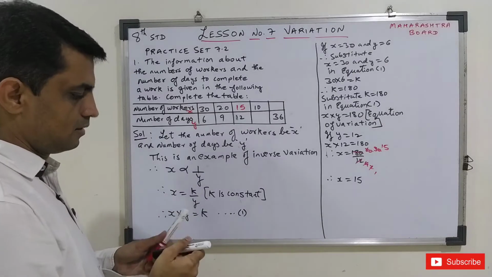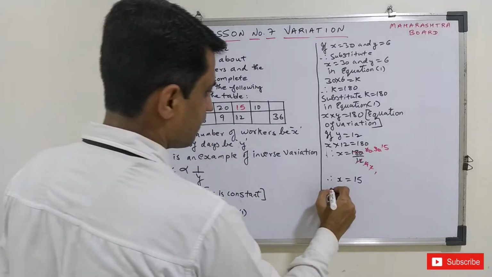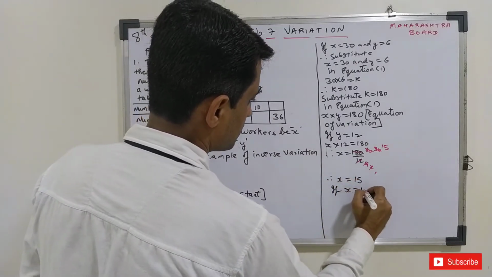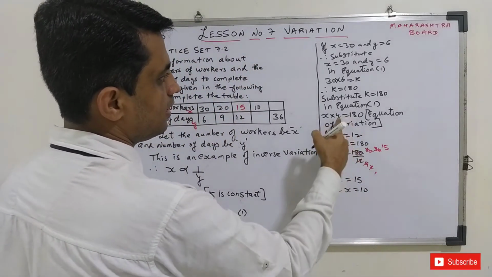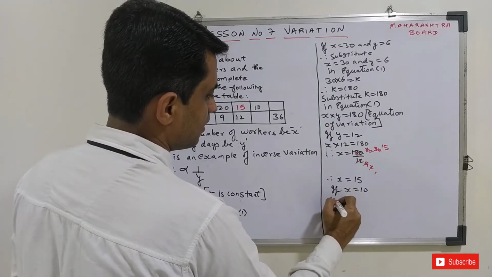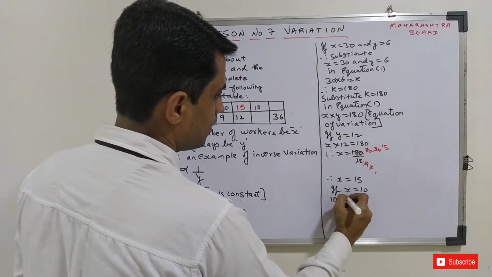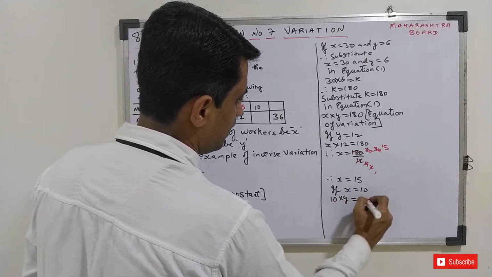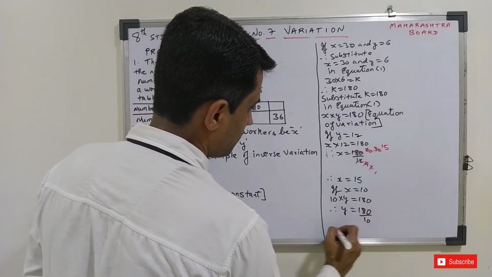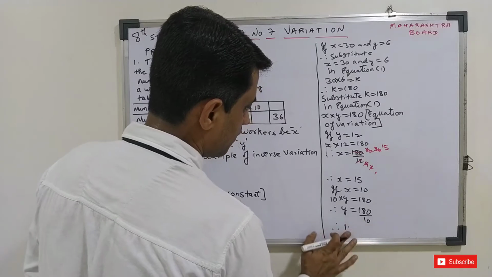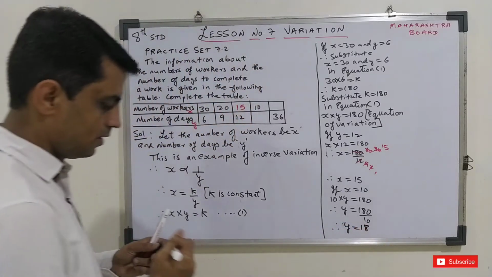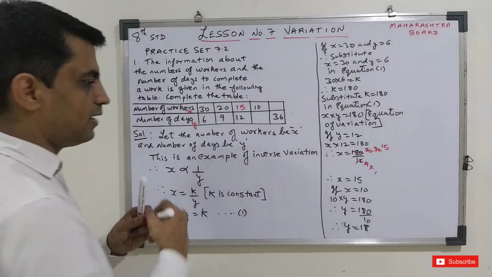After this, now let us see this. In the next part, if x is 10, suppose x is 10, substitute here in this equation. This is our main equation. So here you get, instead of x you are writing 10 into y is equal to 180. So you will get y is equal to 180 upon 10. So what answer did you get for y? Y is equal to 18. So here also we get y is equal to 18.